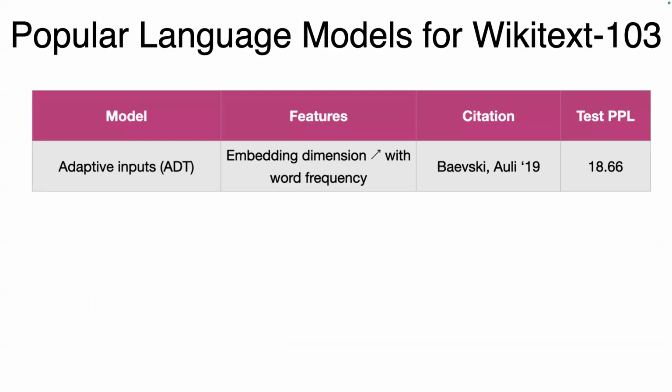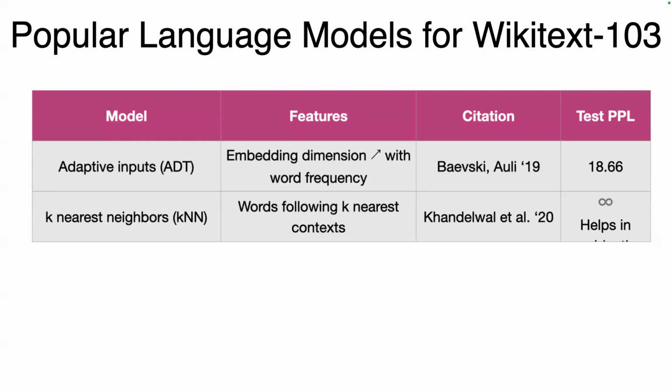So maybe the first one that showed good results was adaptive inputs, ADT. What they did there is they take the neural network and they embed the words. I'll talk about it a little bit in a second. They embed the words in dimensions that are related to the frequency of the word. That's why it's called adaptive inputs. And that achieved a perplexity of 18.66. So after every word, they can predict it's, on average, one of 18 words. Pretty good. And this is 2019.